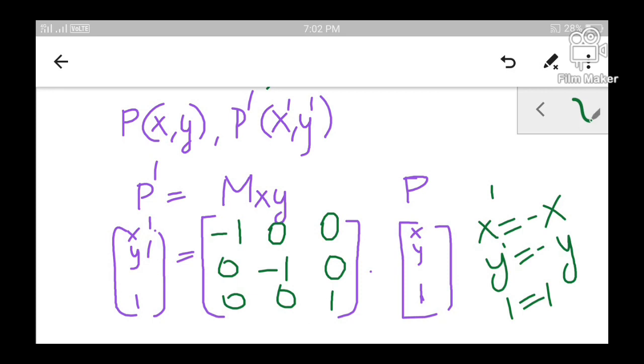So hope the concepts explained over here in this 2D reflection are all clear to you. This is all about 2D reflection.